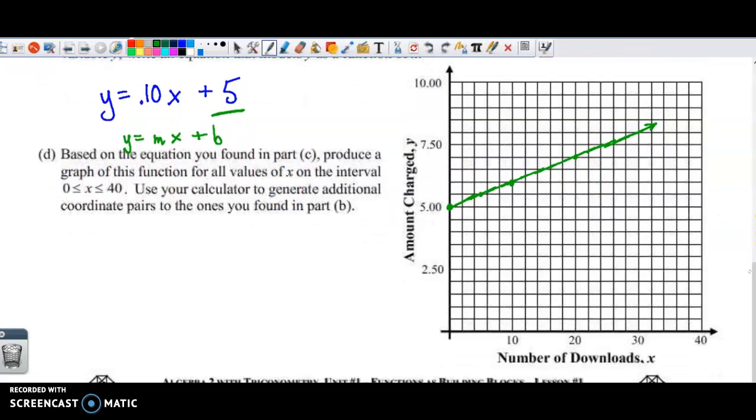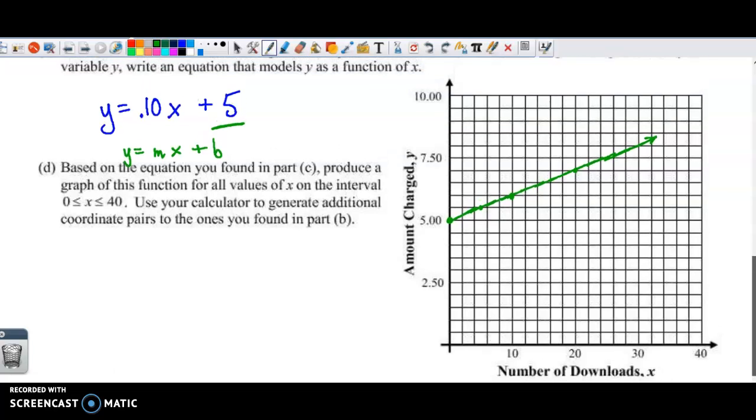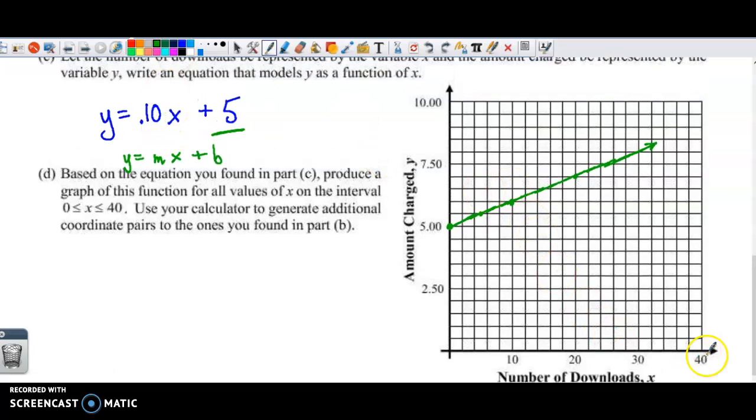And if we follow the directions, it wants us to go all the way to 40. So what you can do is figure out what the value would be if you had 40 songs. So 40 times 0.1 would be $4 plus the 5. So if you got all the way up to this amount, I like to put an arrowhead at the end though to say that, hey, if we continued that trend, it would go on forever.